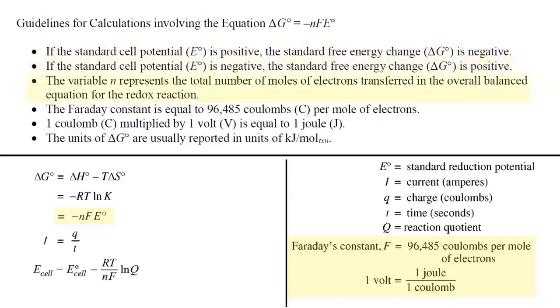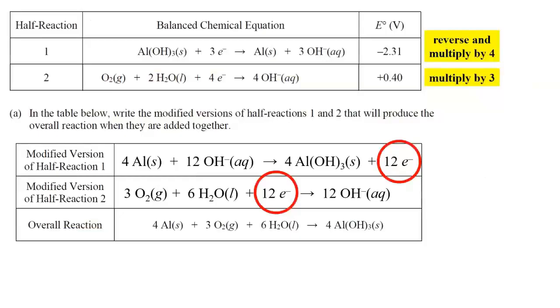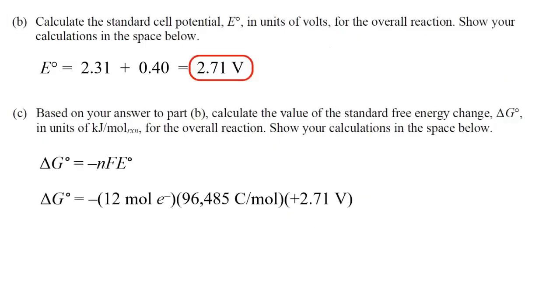And that variable N in this equation represents the total number of moles of electrons transferred in the overall balanced equation for the redox reaction. And the Faraday constant is 96,485. The units are coulombs per mole of electrons. So because we've already added these two modified versions of the half reactions together, we can see that 12 moles of electrons were both lost and gained, so the N in this calculation will be 12. So I have delta G equals negative N times F times E, where that would be negative 12 moles of electrons, times the Faraday constant, which has units of coulombs per mole, and then times the cell potential, which is positive 2.71 volts. So when I pick up my calculator and do negative 12 times 96,485 times 2.71, I get a rather large number on my calculator.